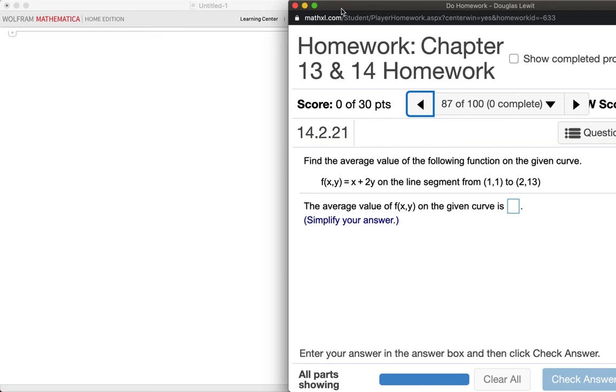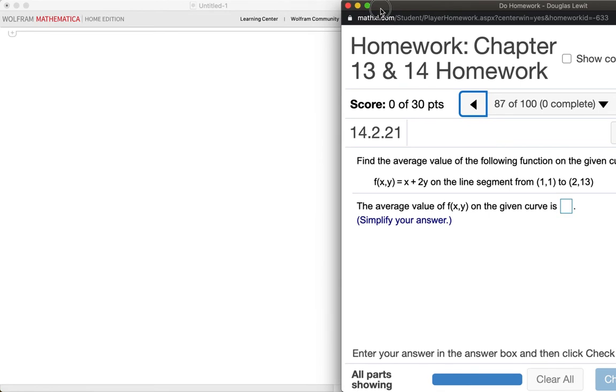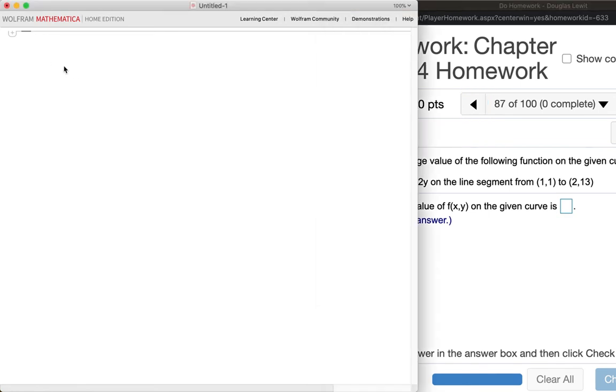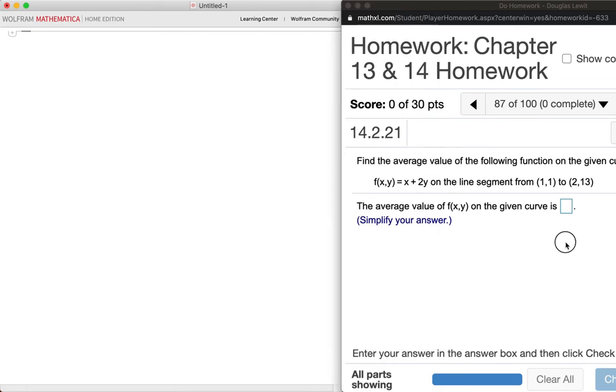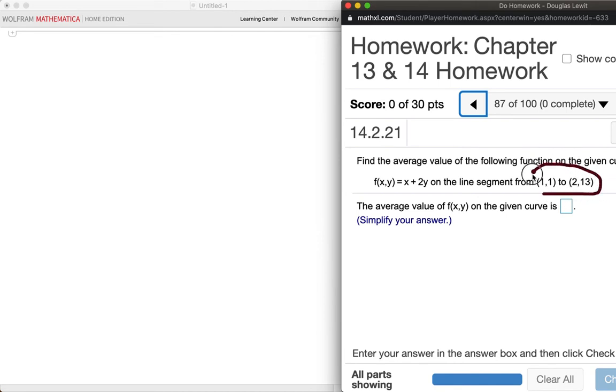So we have f of x and y is equal to x plus 2y on the line segment from the point 1, 1 to 2, 13. Okay, so not that difficult. So the first thing we're going to have to do is we need to find a parametric representation of the line segment that connects these 2 points. And that should be pretty easy to do.